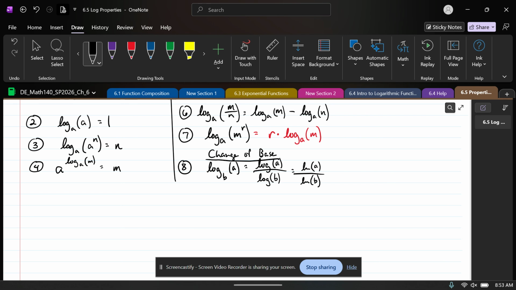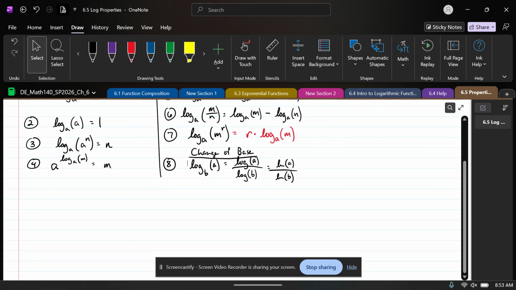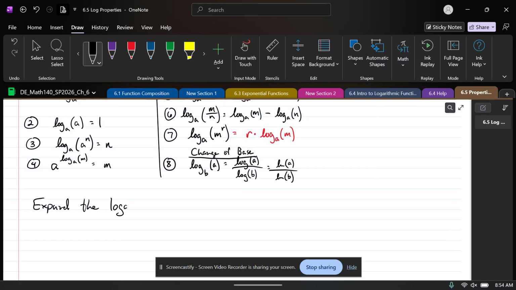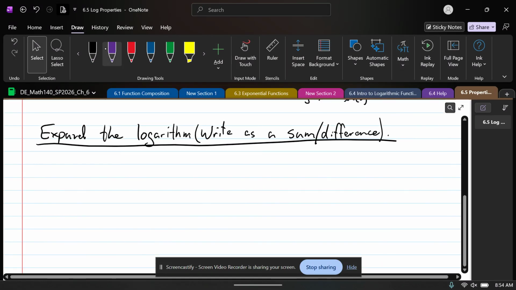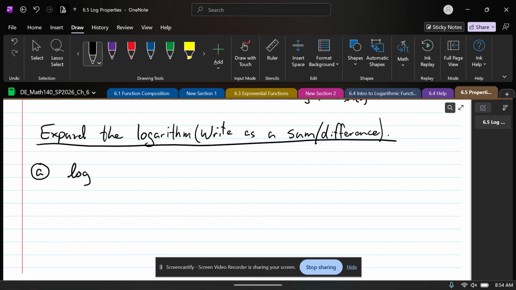So let's start with the first set where we're going to expand the logarithm, and you might see it say write as a sum or difference. So expand the logarithm or write as a sum or difference. That's the instruction. So first example, let's just take something really easy to start with. Log base 2 of xy.